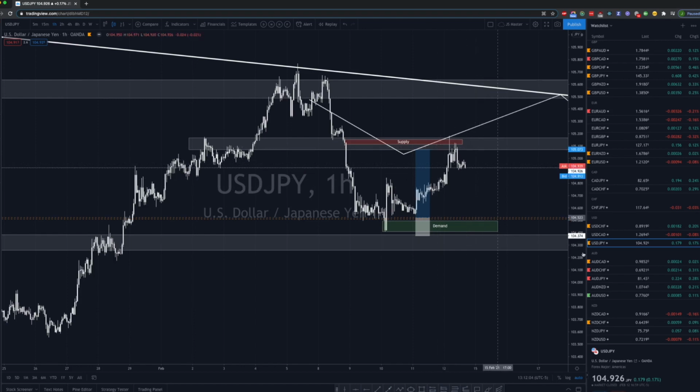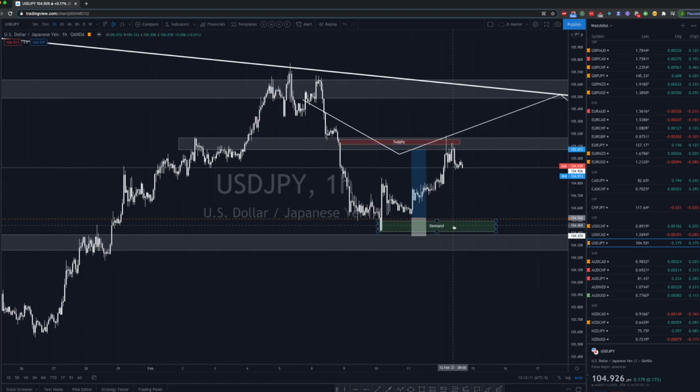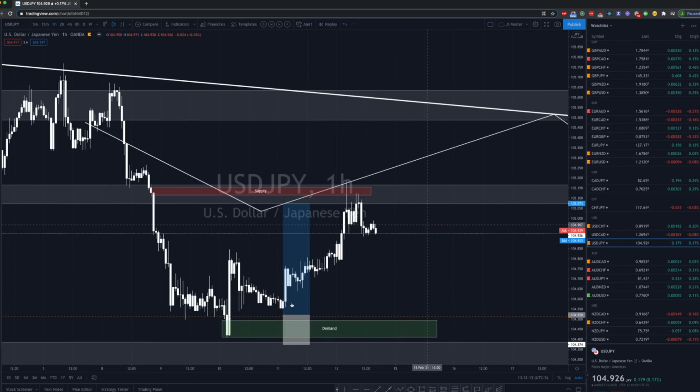So I'll keep an eye on it this week. I just found it was interesting to see how it respected the quote-unquote supply and demand levels. But it's just a theory, as I said, that I'm studying recently. So this layout here is more for me for this week, just to keep an eye on it to see how it actually respects these levels.